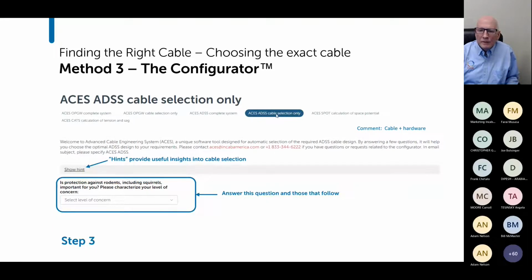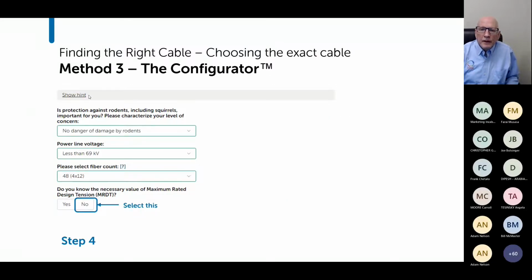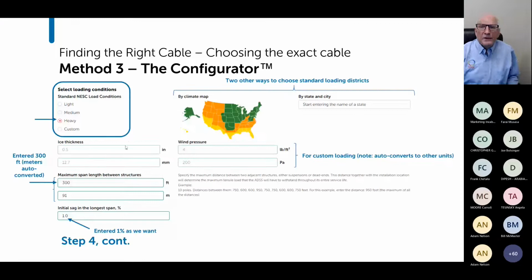Cable selection only. The hint will provide you additional information, and it starts off with a question. Answer the question. Is rodent protection an issue for you? If you say no, then you just, I selected no, and then went on. So the line voltage, the fiber count I want. Do I know the maximum rated design tension? No. So you just answer the question. So then it comes up with basically how it's going to determine what the maximum rated design tension, which is the same as MRCL, by the way, needs to be.